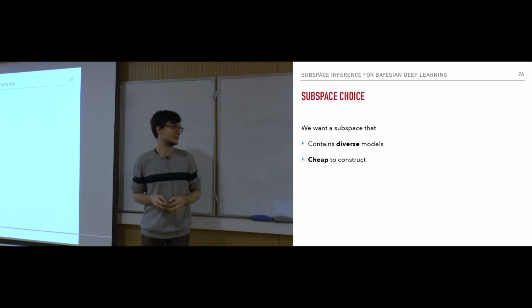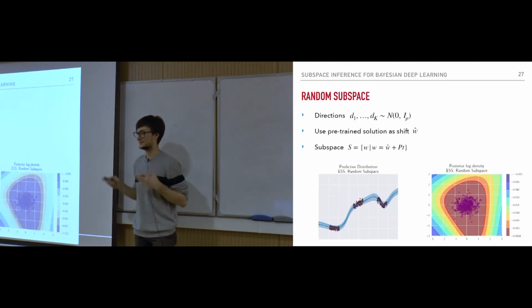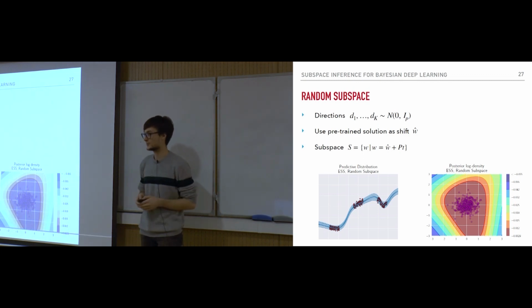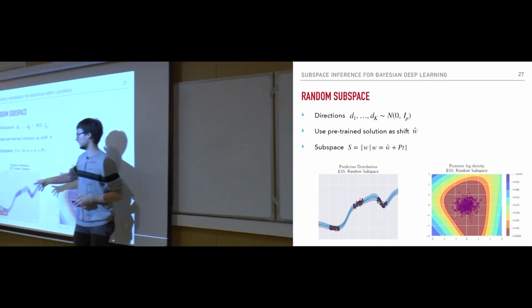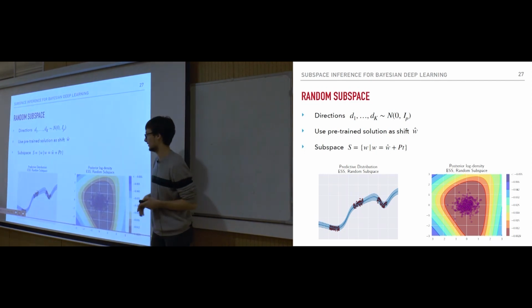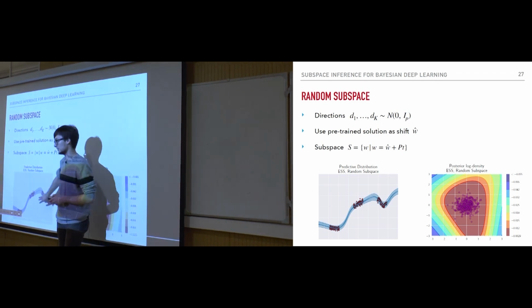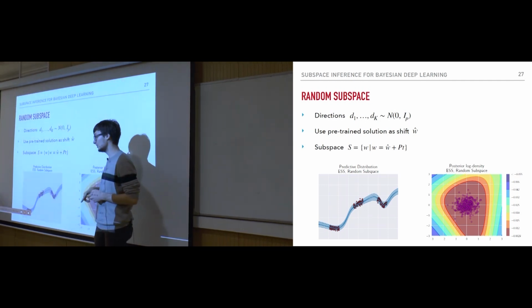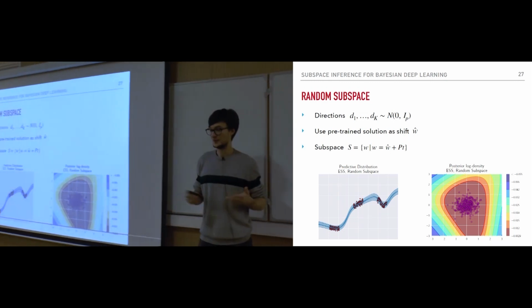Okay. Now let's talk about which subspaces we can use for this procedure. We already listed two of them, but not this one. This one is the simplest thing you can do: using random directions for your subspace. We use a one-dimensional synthetic regression dataset to visualize the uncertainties. The red points are the data points, the thick blue curve is the mean of the predictive distribution, and the lighter blue region is the predictive uncertainty.